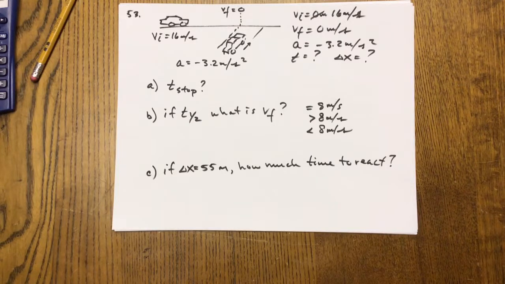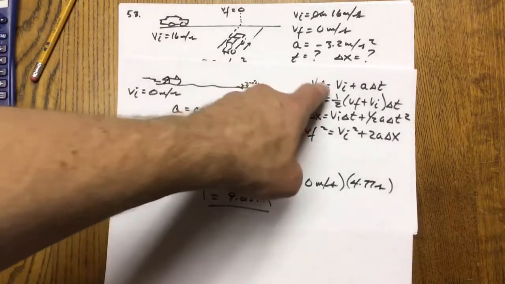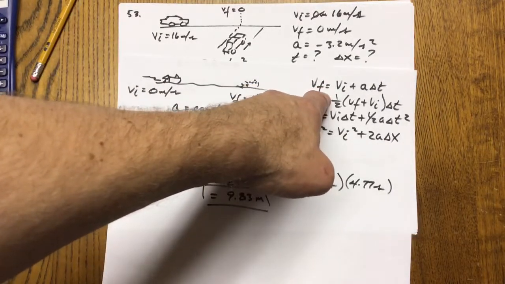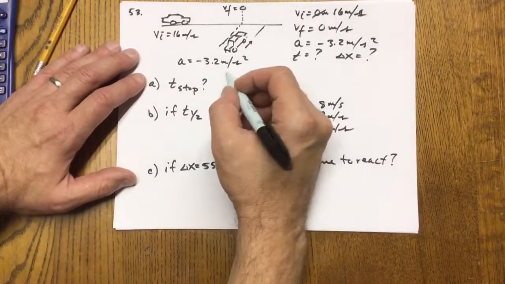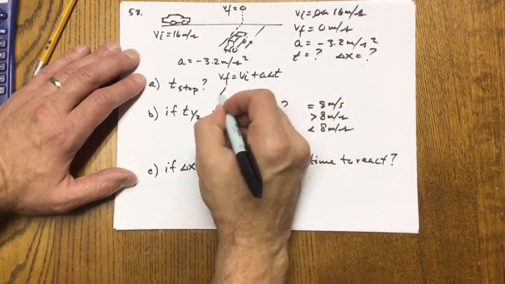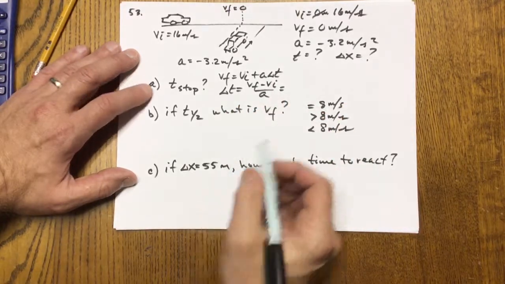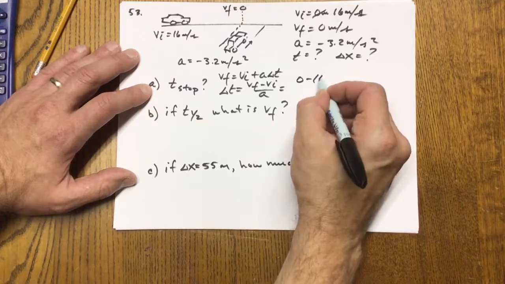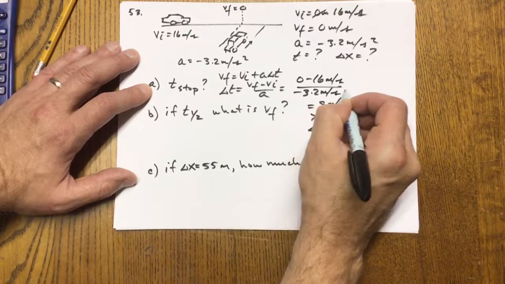Well, not really. We can get away with that generic equation for acceleration. If you want to call it an equation of motion, then I suppose, yeah, you use an equation of motion. But we can solve it from Vf is equal to Vi plus a delta t. Solve for t. Delta t is equal to Vf minus Vi all over a, which is 0 minus 16 meters per second over negative 3.2 meters per second squared.